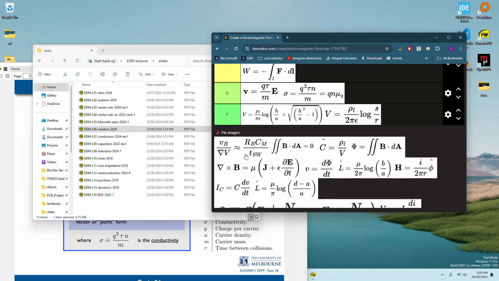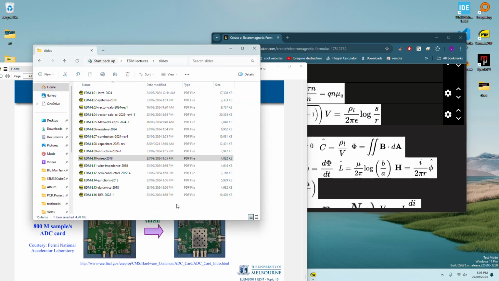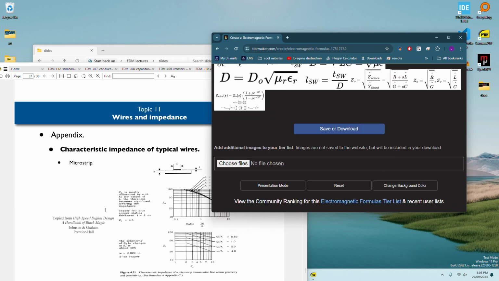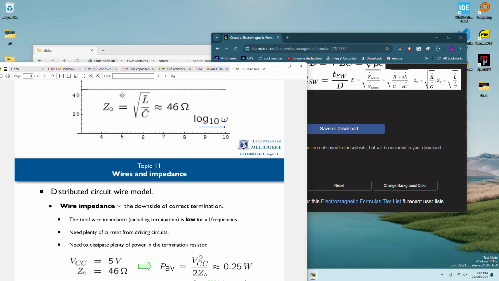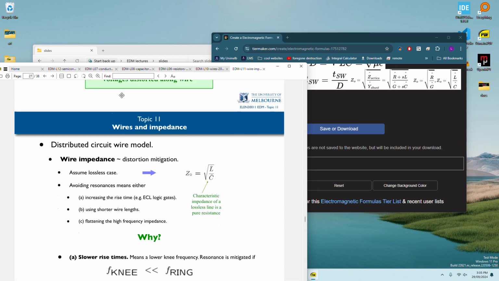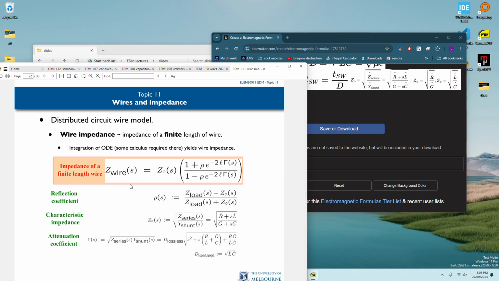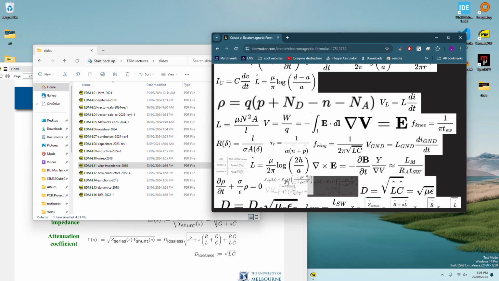Okay, we'll look at this one. This is to do with wires. Now, there's a lot of really annoying wire parts here. A lot of annoying wire equations. In fact, I'll show you the wire impedance. It's a shocker. I didn't even do the second one, I just did the first one. This one here, impedance of a finite length wire. And that is this one here.